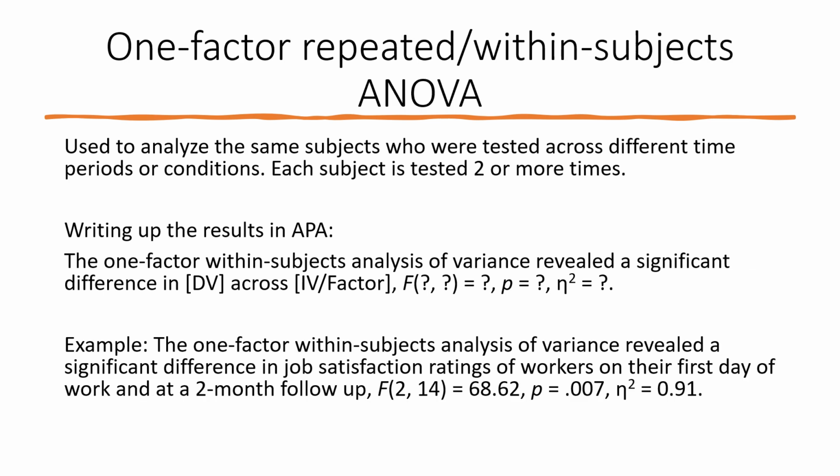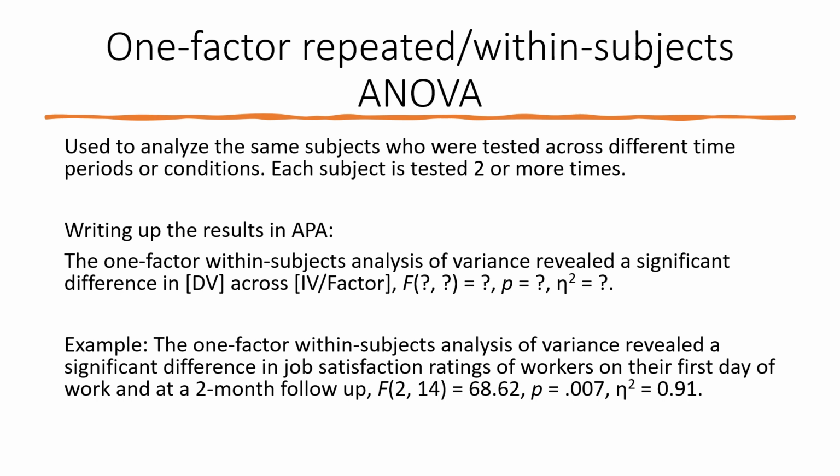What about the one factor repeated or within subjects ANOVA? This is a little bit different because it's used to analyze the same subjects who were tested across different time periods or conditions. And each subject is tested 2 or more times. And so writing up these results in APA, you would say the one factor within subjects analysis of variance, being specific on what ANOVA you're running, revealed a significant difference in the dependent variable across the independent variable or factor. And then again, if it's significant, reporting that full F test.